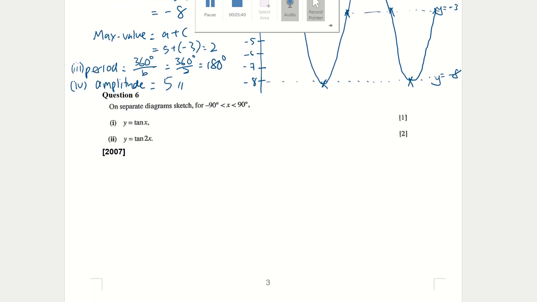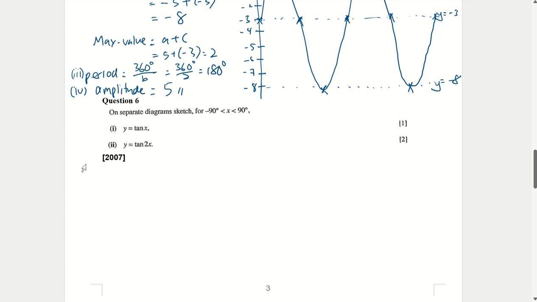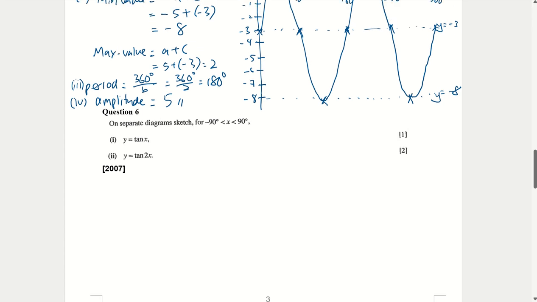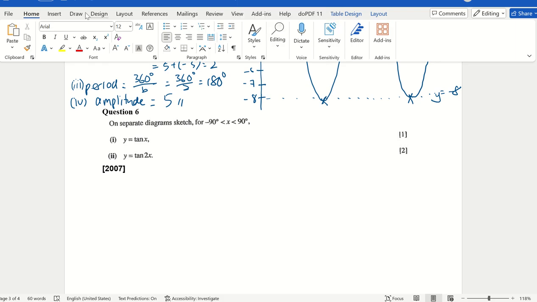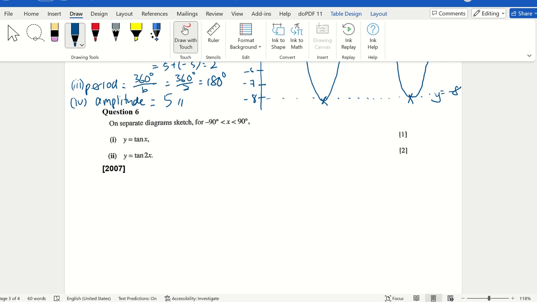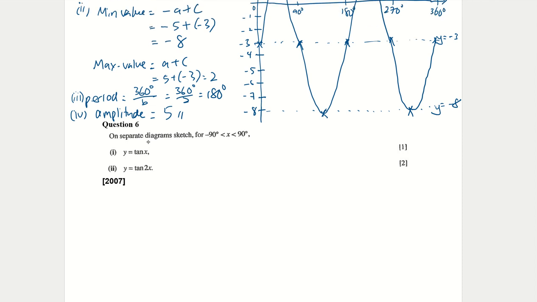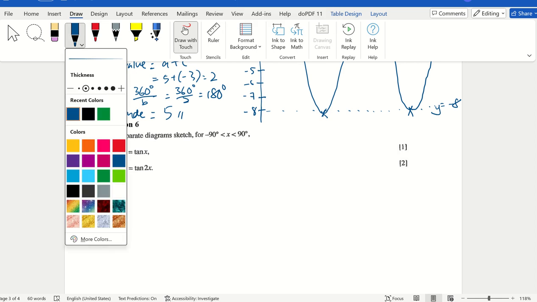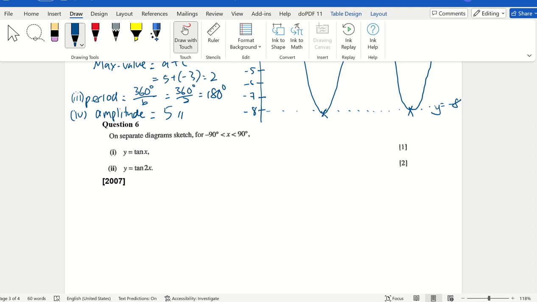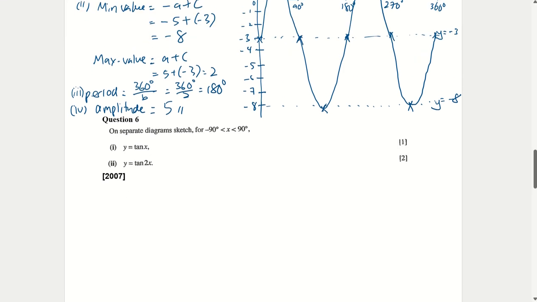Okay, let's look at question 6. On a separate diagram, sketch, for negative 90 degrees to positive 90 degrees, y equals tan x. All right, let's look at how to sketch y equals tan x, for this range of negative 90 to positive 90 degrees.